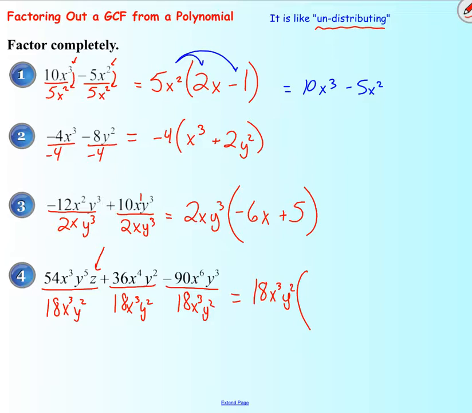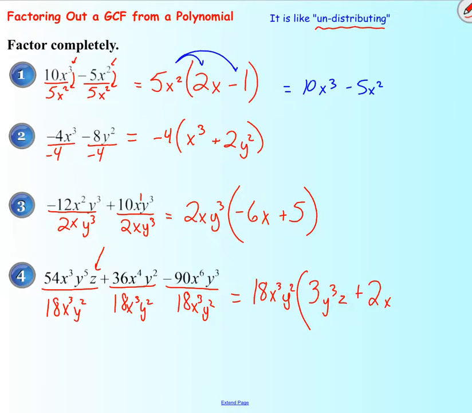So what's left over after I divide? 54 divided by 18 would be 3. 3 minus 3 for my x's is none. 5 y's, take 2 away, I have 3 left. And of course the z, which I didn't remove, plus 36 divided by 18 would be 2. 4 x's, take 3 away, leaves me with 1.